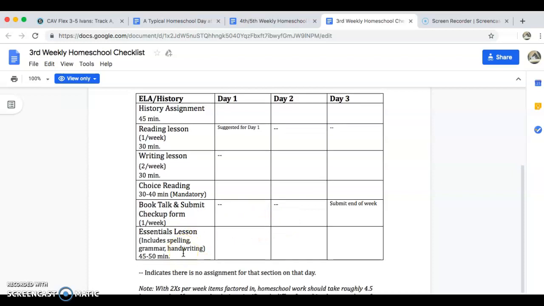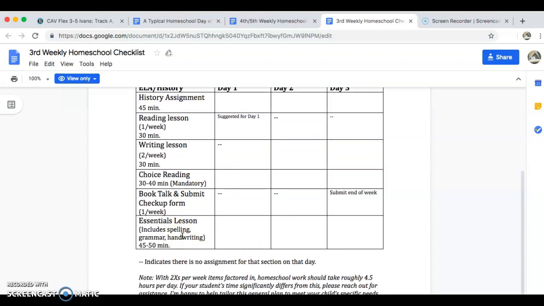And then for 3rd grade, you have your essentials lesson. That is your language arts. It includes your spelling, grammar, and handwriting, and that is happening 3 days during the week.